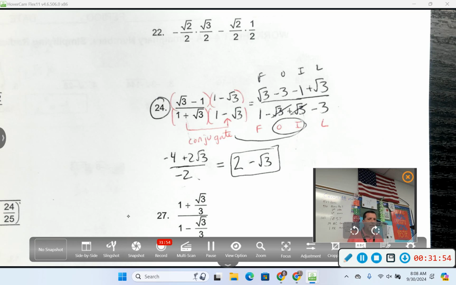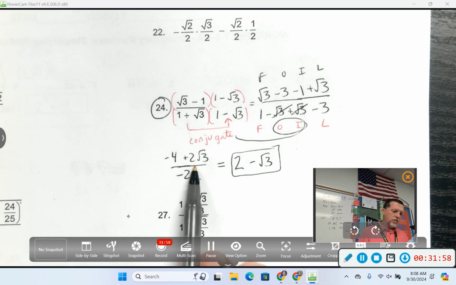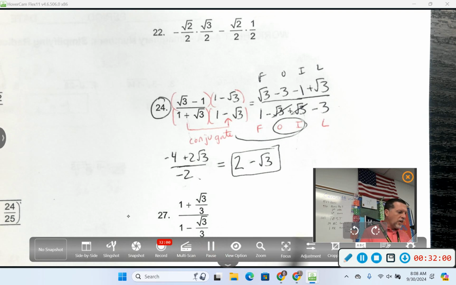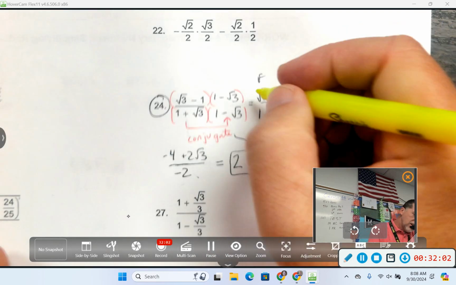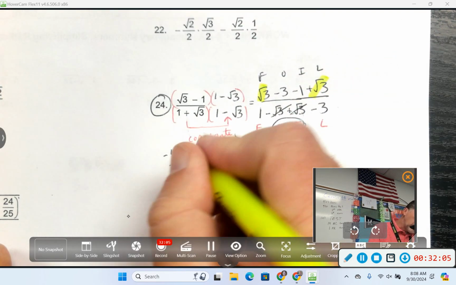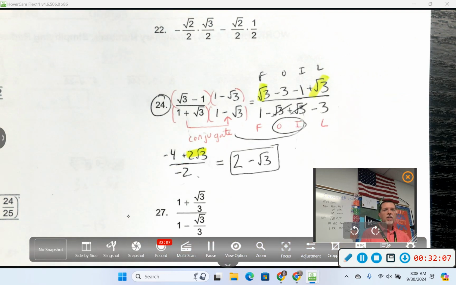How did you get the 2 root 3? What? Yeah, I genuinely have no idea. Oh, he added the... 2 root 3 came from root 3 plus root 3 is 2 root 3. Oh. 1 sheep plus another sheep is 2 sheep. Yeah, look at... Okay, got it.